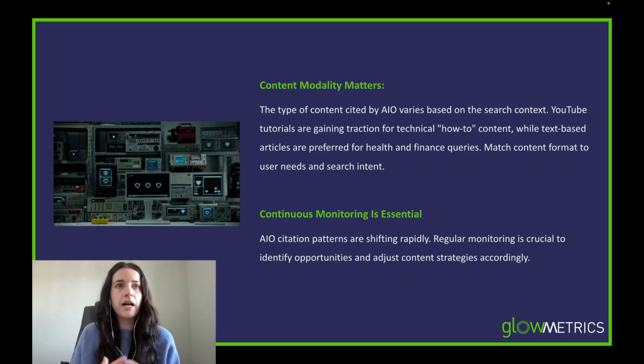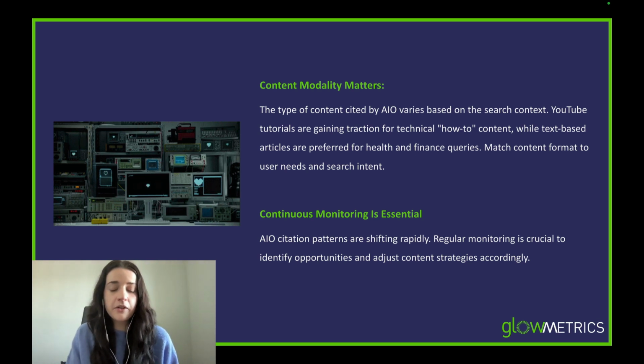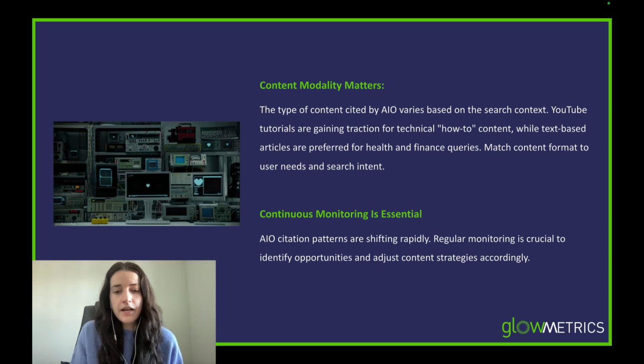And you need to match that type of content to your user. Continuous monitoring is also essential. So AIO citation patterns are shifting rapidly. This is not a surprise to anyone. So it's really important that you monitor and identify opportunities and adjust content strategies accordingly. So just always keep an eye on what's going on and what changes are happening so that you don't miss out.